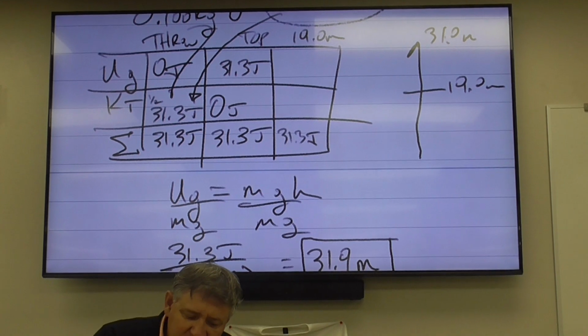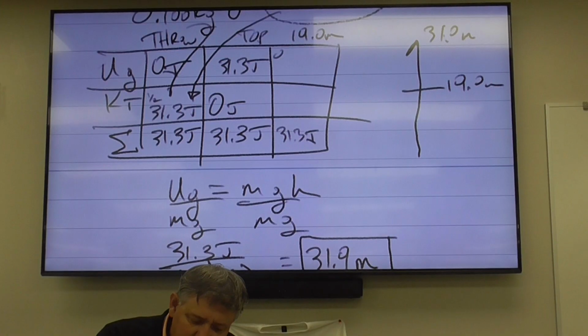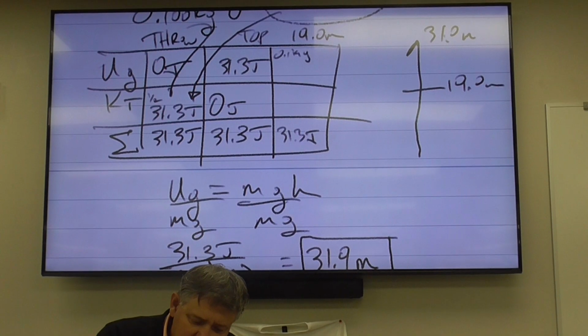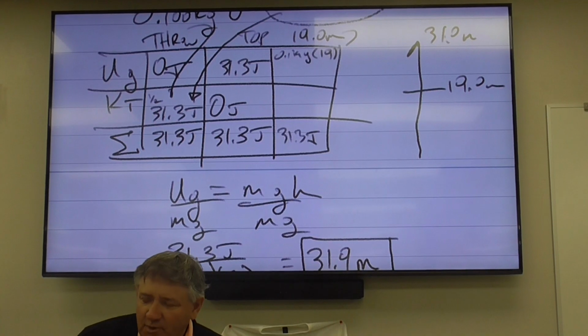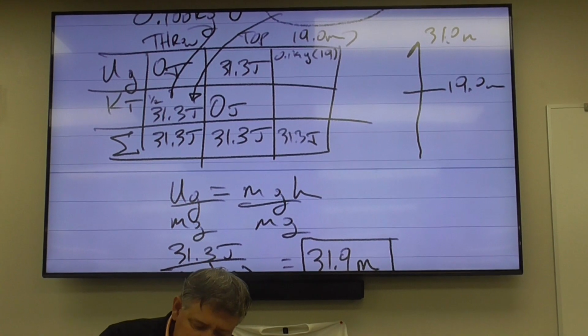So let's start with the UG. 0.1 kilograms times G times 19. What do you get? 18.6.